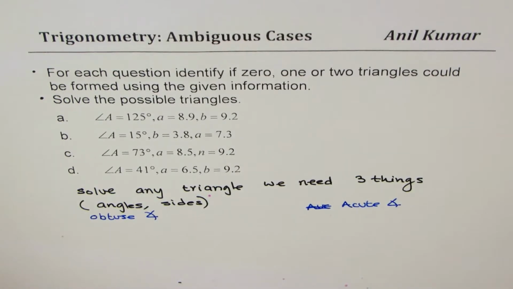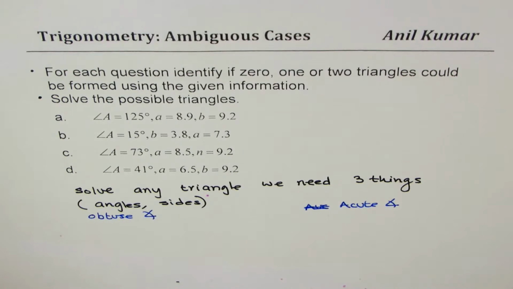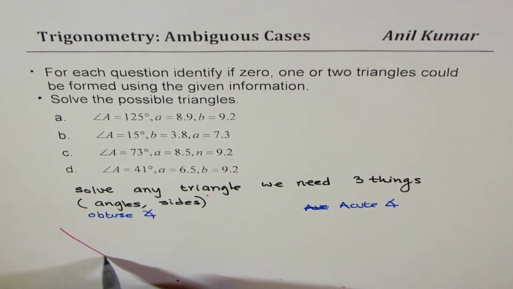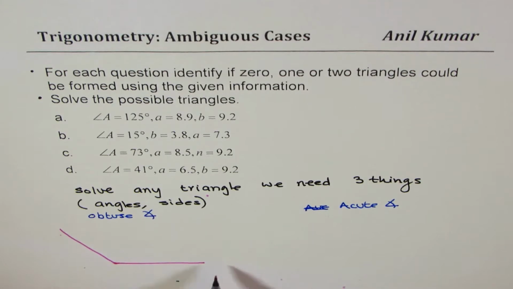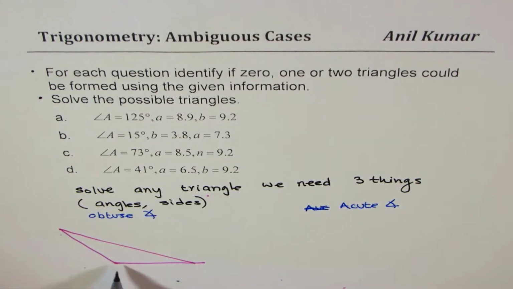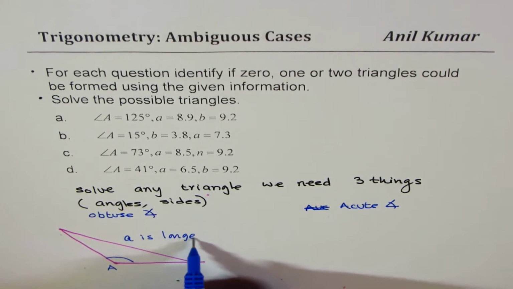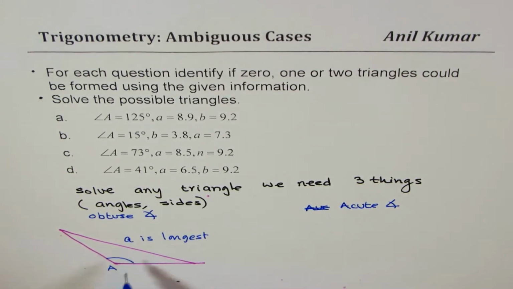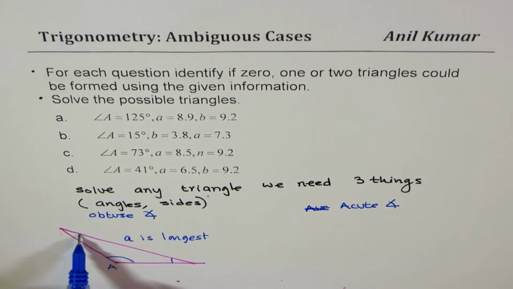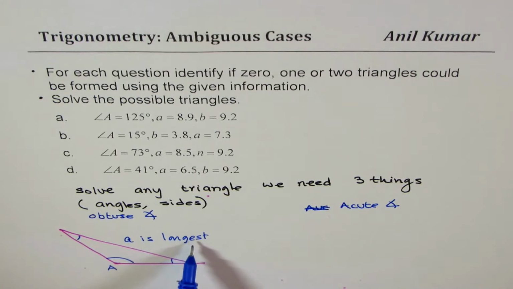Correct. Now, if you are given an obtuse angle, which is more than 90 degrees, then clearly the side opposite to the angle should be longest, correct? So if I say that this angle here is an obtuse angle, then we know that this side A is longest. Perfect, because that's an obtuse angle. Other angles are very small, right? So A is the longest side.